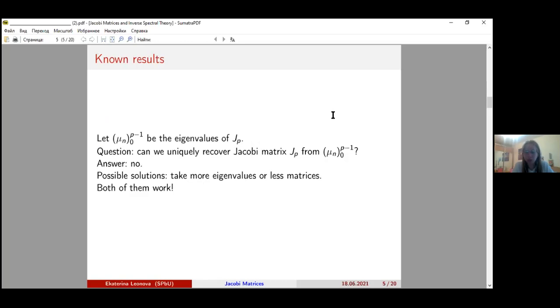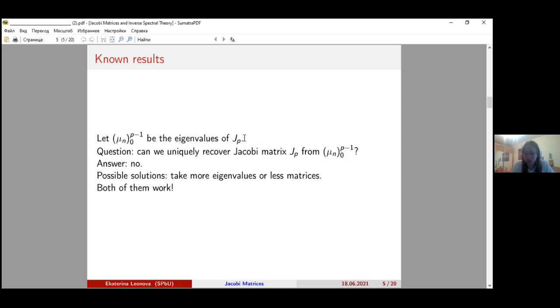So what was known about these matrices? First of all, we can consider the eigenvalues of this matrix. Let J_n be the Jacobi matrix of size n. So what's the question? Can we uniquely recover a Jacobi matrix from its eigenvalues? Well, the answer is no.